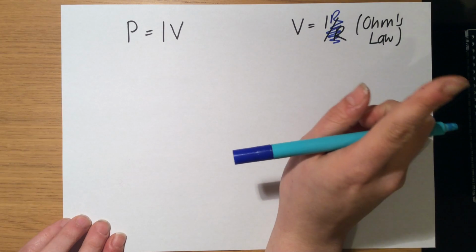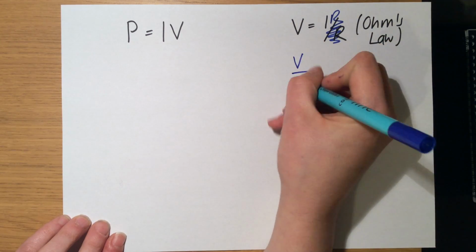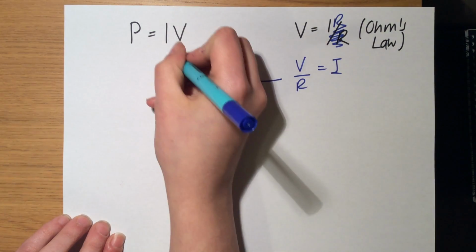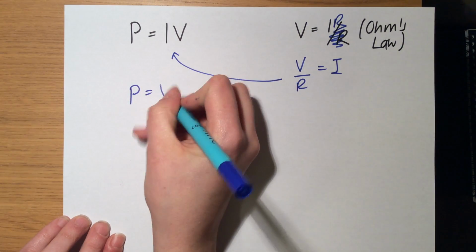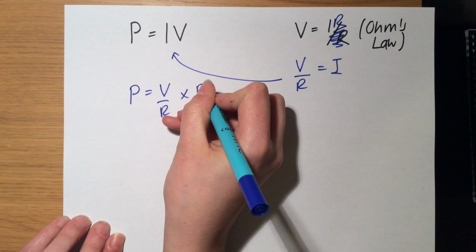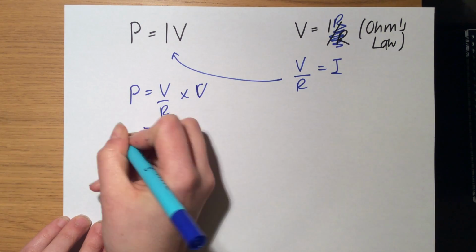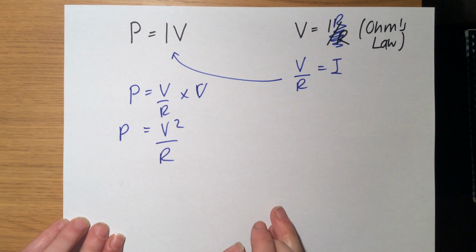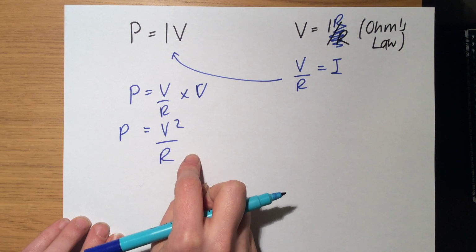Now, if I rearrange this equation, so V over R equals I, that one is right, and put that into here, I get P equals I, which is V over R, times V, which is equal to V squared over R. Okay, now once again, this is going towards the realms of A-level physics, so do not panic if it makes no sense. Okay, now here I can see that power equals voltage squared over resistance.